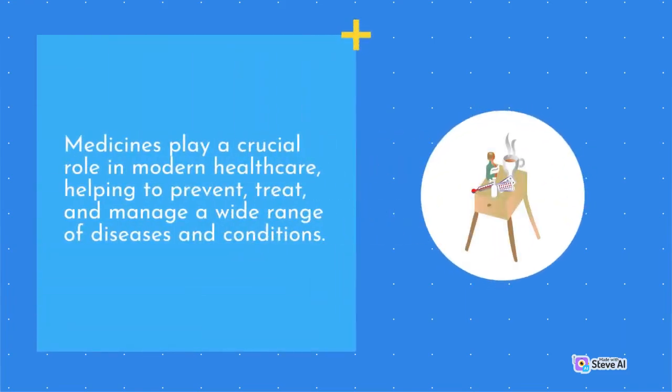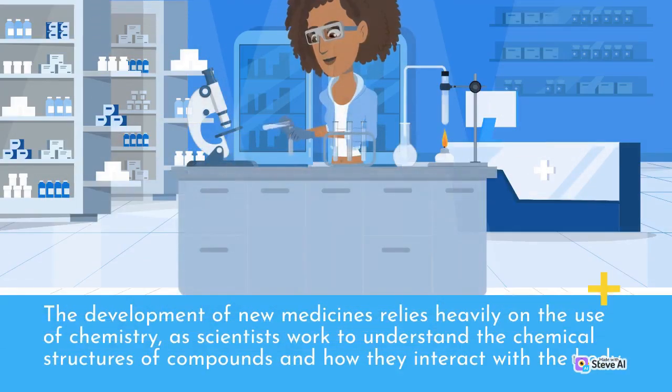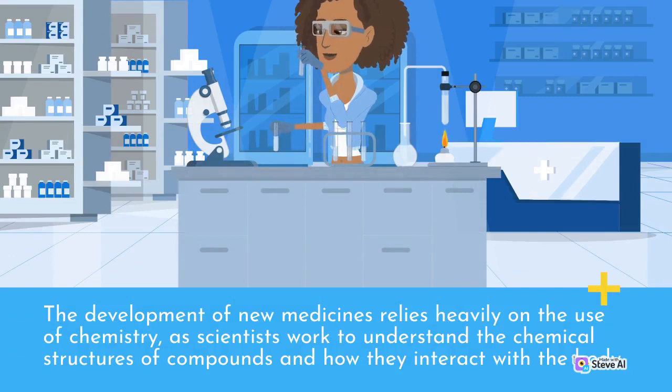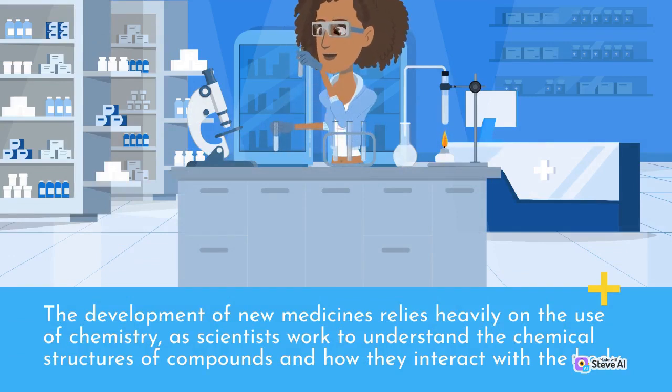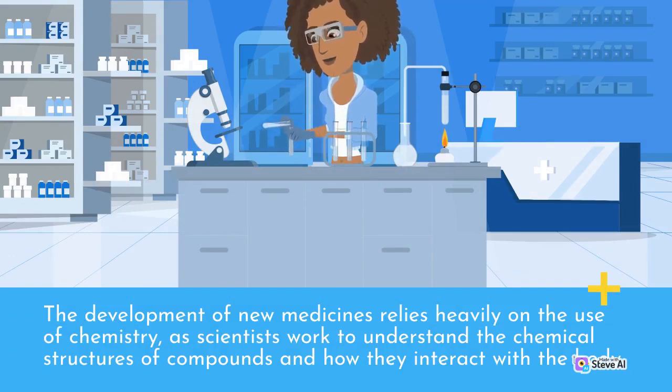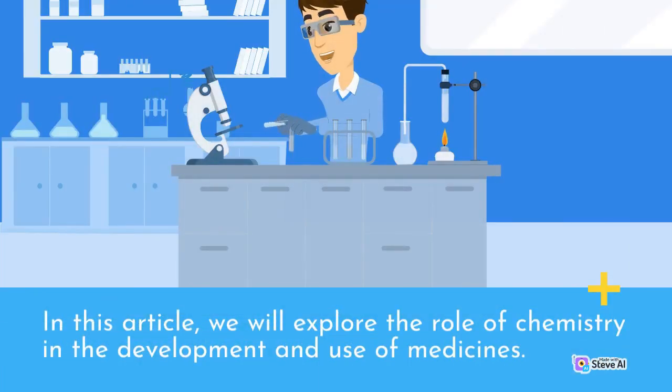Medicines play a crucial role in modern healthcare, helping to prevent, treat, and manage a wide range of diseases and conditions. The development of new medicines relies heavily on the use of chemistry, as scientists work to understand the chemical structures of compounds and how they interact with the body. In this article, we will explore the role of chemistry in the development and use of medicines.